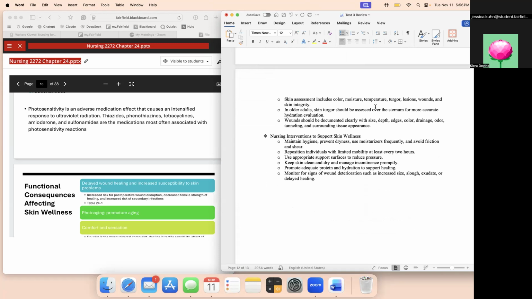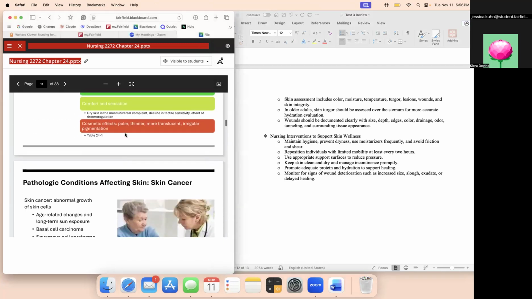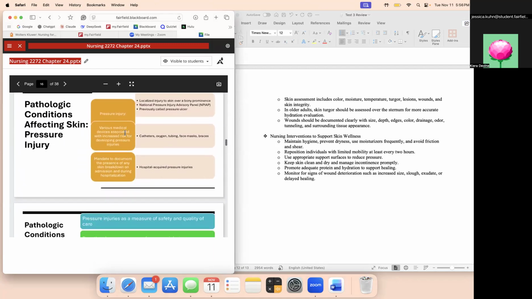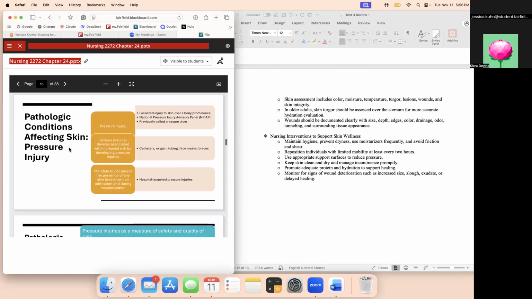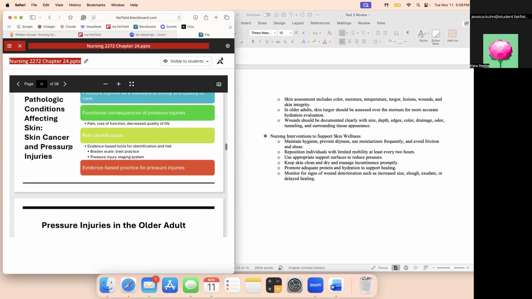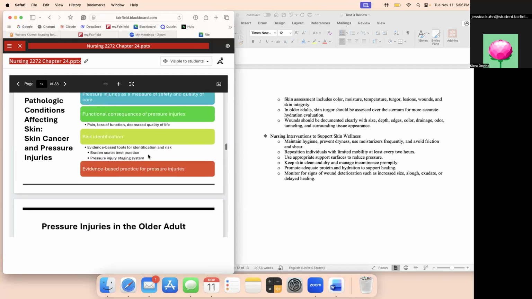Here's a list of the ways that you should be documenting wounds: size, depth, edges, color, drainage and odor, tunneling, and surrounding tissue appearance. Those are all skills that you'll learn as time goes on, but just keep in mind that those are what can be causing those issues. The use of the Braden scale is going to be the best practice for risk identification for pressure ulcers. And then once a pressure ulcer is identified, the staging system is important to know.